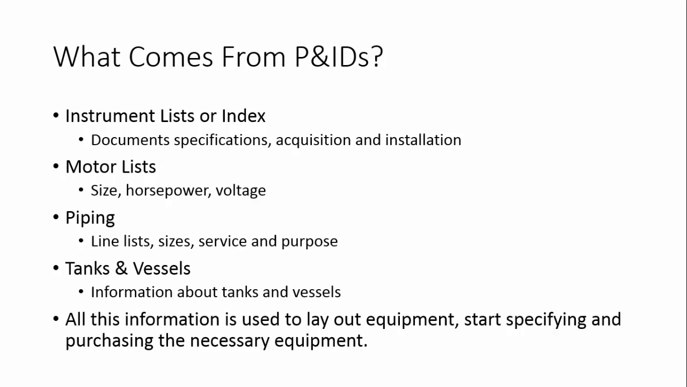So all of this information is used as a help to lay out the equipment, to start specifying and purchasing the necessary equipment, or as a maintenance tech to say, you know what, here's an instrument that I know is faulty. I can look at the P&ID, look up that instrument, and find out exactly what instrument it is and where it was purchased the last time it was bought.